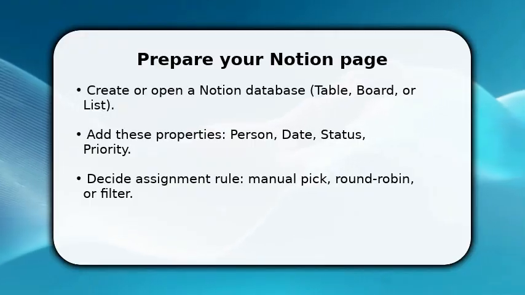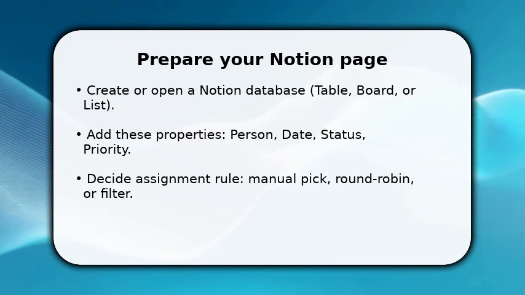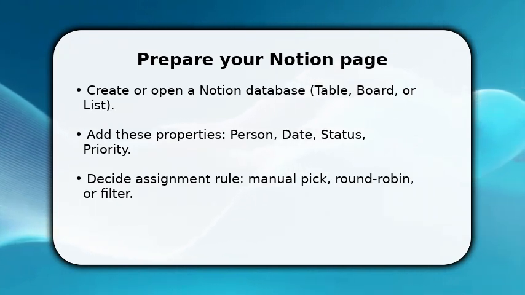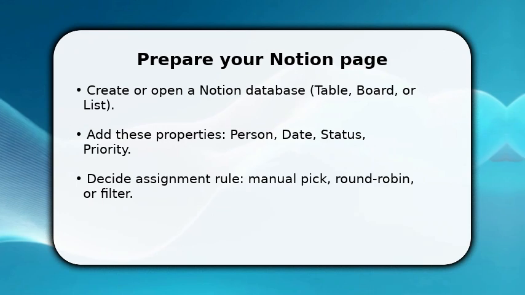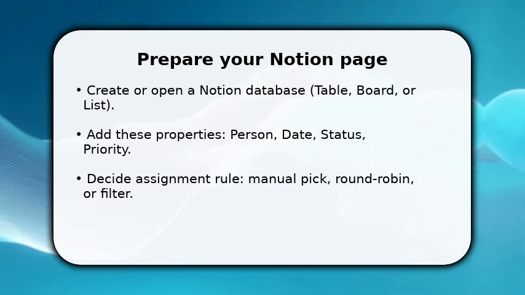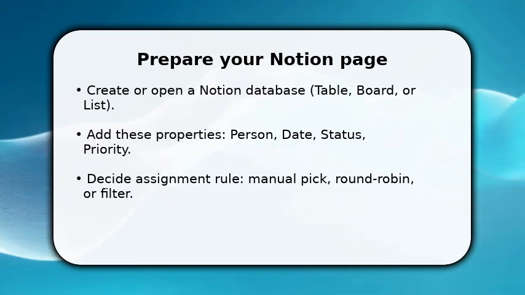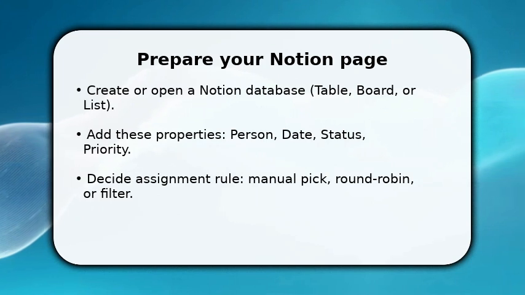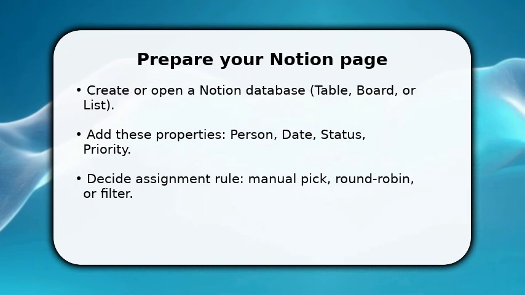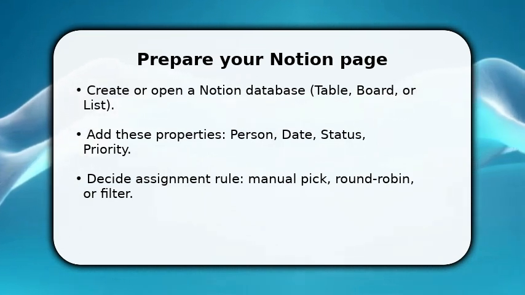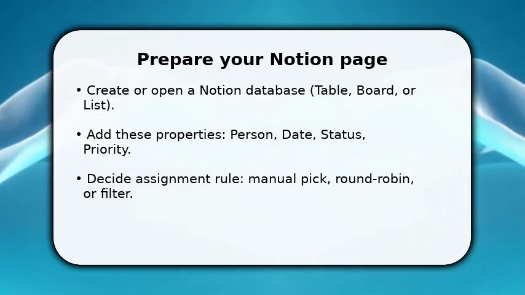You start by opening the database where tasks live and adding the essential properties you need to assign work. Add a person field for assignees, a date for due dates, status for progress, and priority to sort. Once those properties exist, create default views: board for stages, table for bulk edits. Make sure to decide how you'll assign: manual pick, simple round robin, or filtered assignment by skill. This gets you from setup straight into assigning tasks without extra steps.